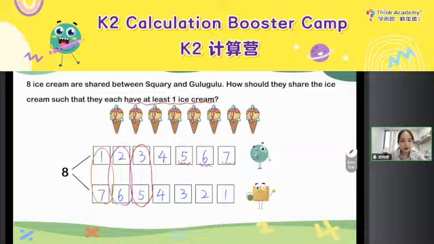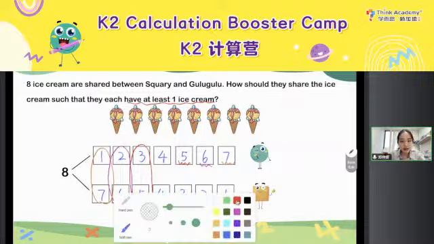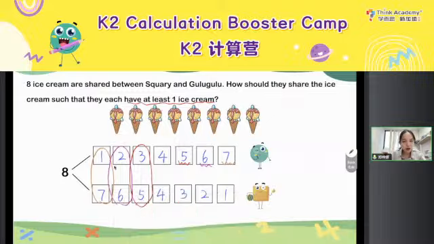Now, you can see that we can actually split 8 into several groups. One group is 1 and 7. The other group is 2 and 6. Another group is 3, 5. Another group is 4, 4. Okay. And also, how can we get all these groups? How can I get all these numbers? We are actually using the pictures, counting them to help us, right? Okay. So very well done, guys.